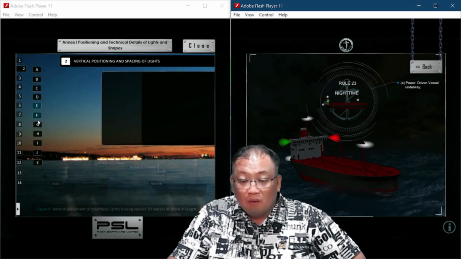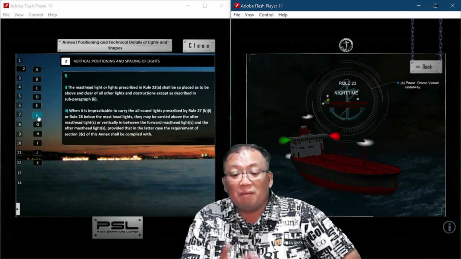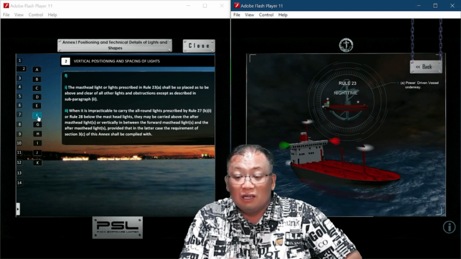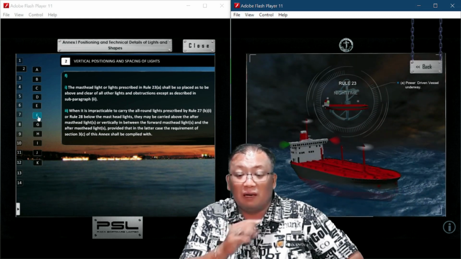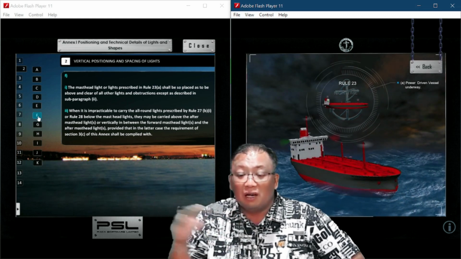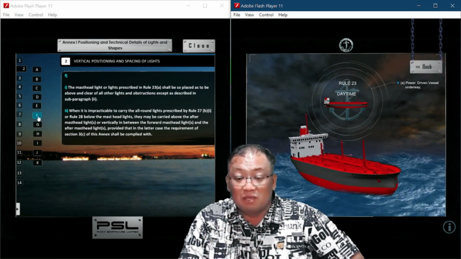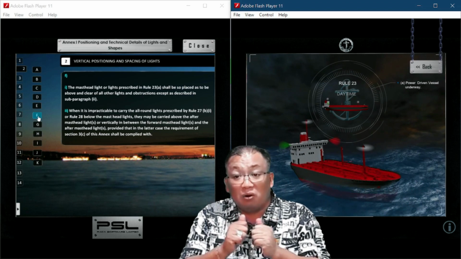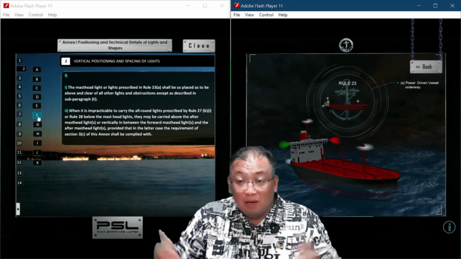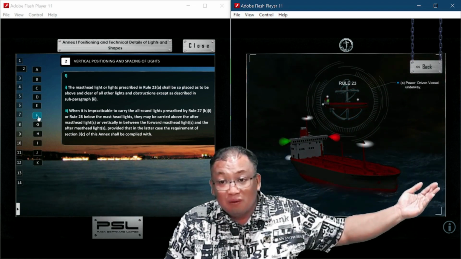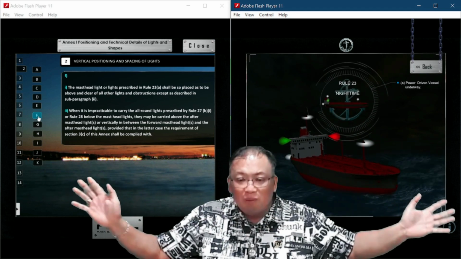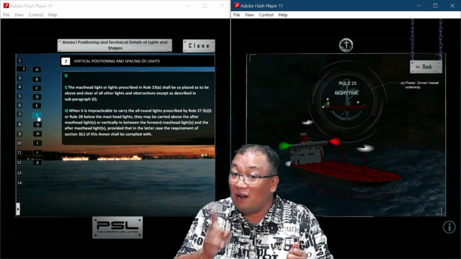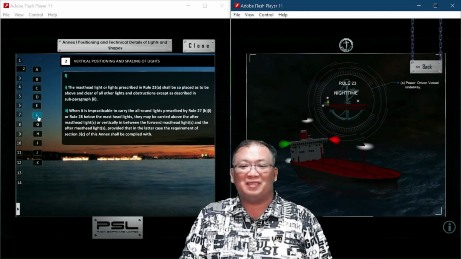Now, 2 Foxtrot. The masthead light prescribed in Rule 23 Alpha shall be so placed as to be above and clear of all other lights and obstructions except as described in subparagraph 2. Okay? The masthead lights, by rule of thumb, shall be above all other lights. There shall be no other lights above me. Okay?